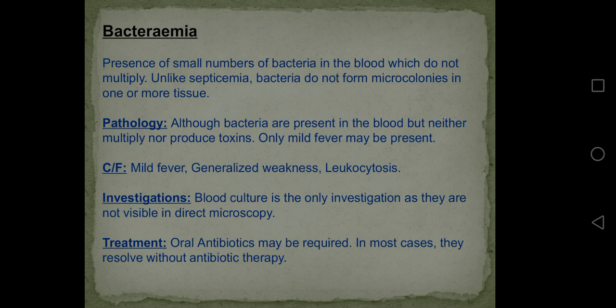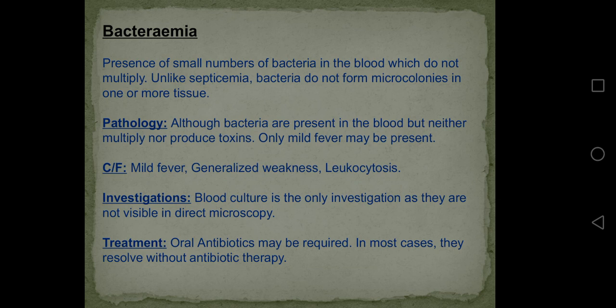It is the condition where pathogens are present in the blood and do not multiply so quickly and do not produce toxins so quickly as in septicemia. So what is this? This is a condition of presence of small numbers of bacteria in the blood which do not multiply. Unlike septicemia, bacteria do not form microcolonies in one or more tissues.